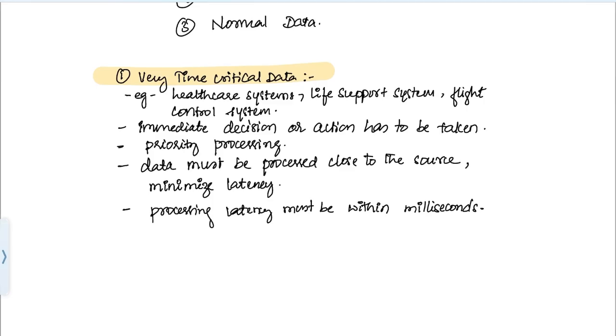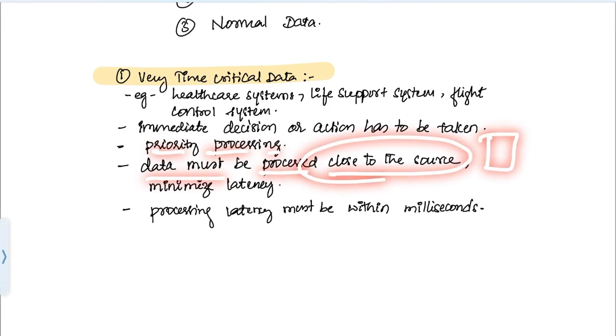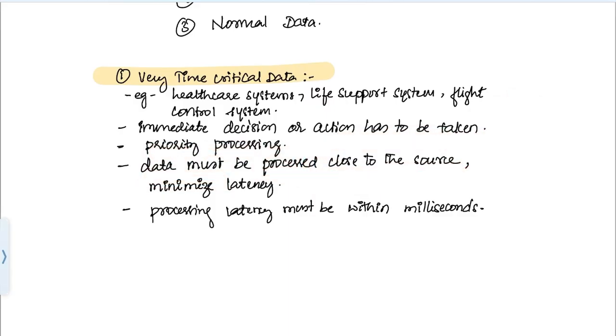The first one is very time critical data. Examples could be healthcare, life support systems, flight control systems, and so on. Here, an immediate decision or action should take place. This sort of data should get priority processing, and it must be processed close to the source. If the data is processed close to the source, it can send the response back quickly, and actions can be taken accordingly. Then minimum latency: once I send some data, it should be quickly accessed. Minimum latency should be there.